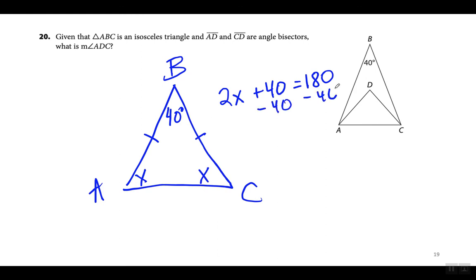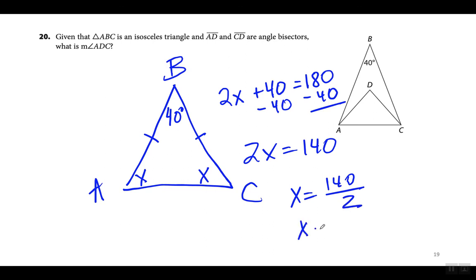So subtract 40. And you're going to get 2x equals 140. So x equals 140 divided by 2. So x equals 70. Alright, so x equals 70. That means this angle is 70 and this angle is 70, okay? Estos dos ángulos completos son 70. Each one of these angles is 70 degrees.